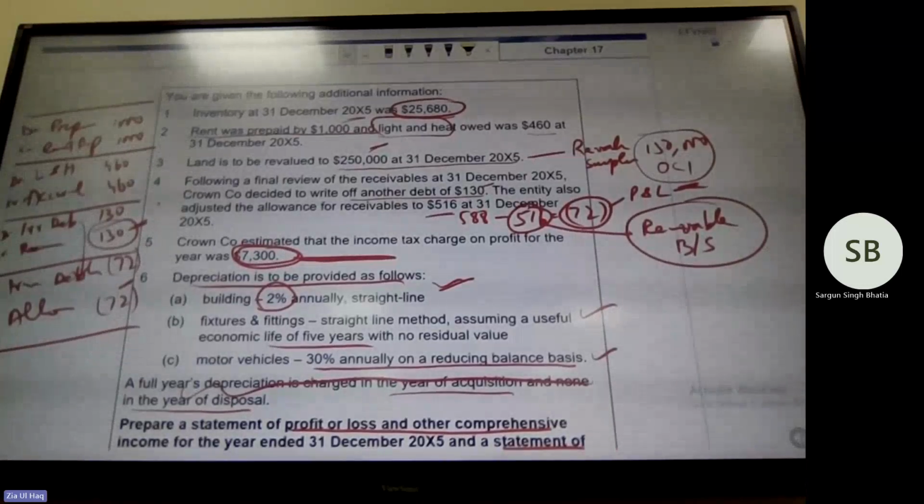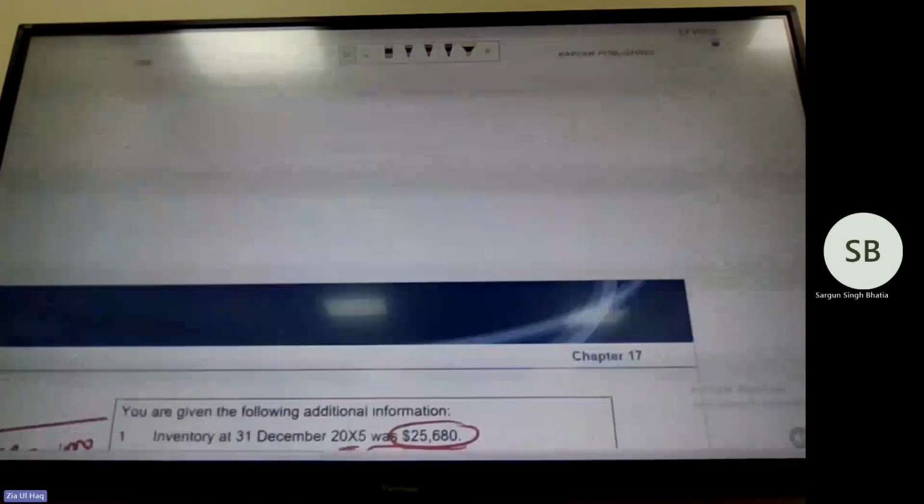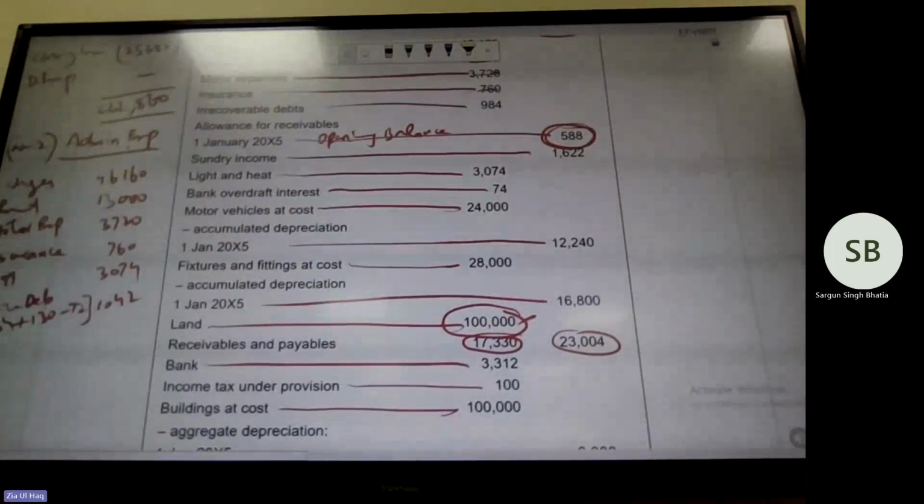What are the prepaid expenses? Rent expense should be credited with 1000. So the rent expense we have recorded here is 13,000 instead of 12,000. We need to record it as 12,000. How have we calculated it? 13 minus 1.